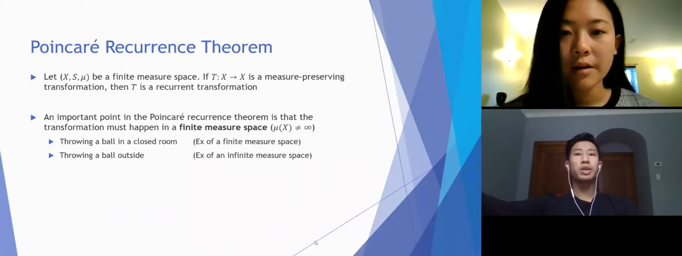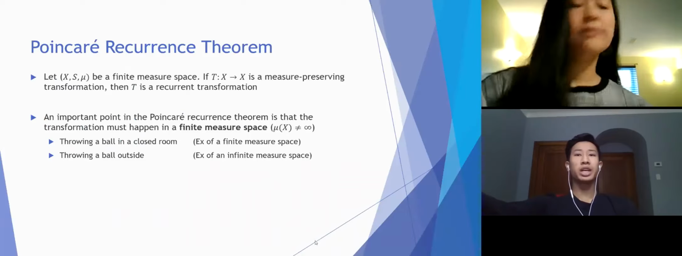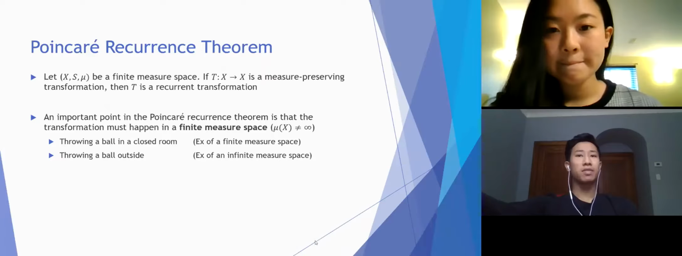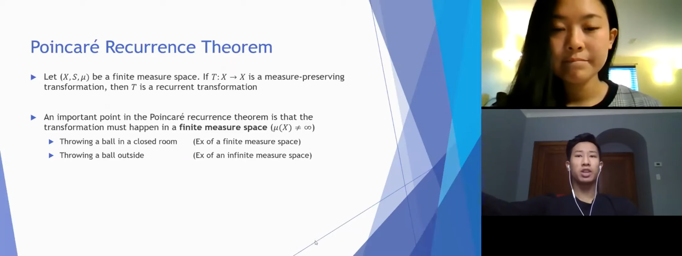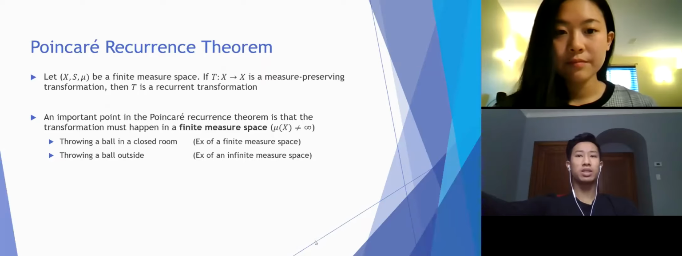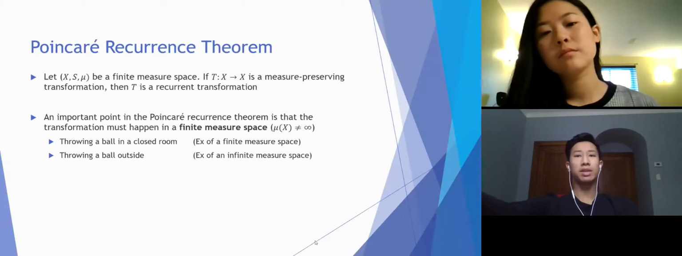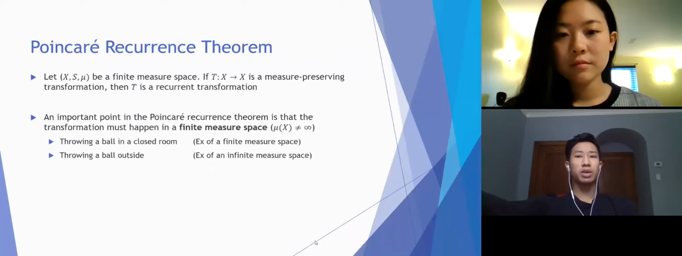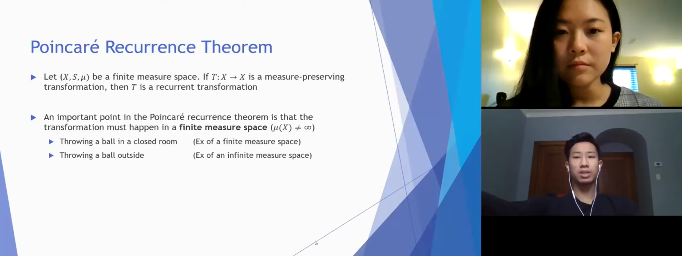Now let's move on to a very useful theorem for recurrence, the Poincaré recurrence theorem. It states that on a finite measure space, every measure-preserving transformation is recurrent. An important point in this theorem is that the transformation must occur on a finite measure space, which means that the measure of X cannot be infinity. To picture why this is important, imagine throwing a ball in a closed room compared to throwing a ball outside. In one example, you can catch the ball because it will come back to you, and in the other, the ball will probably never make its way back to you again.